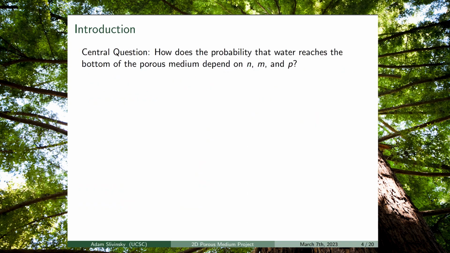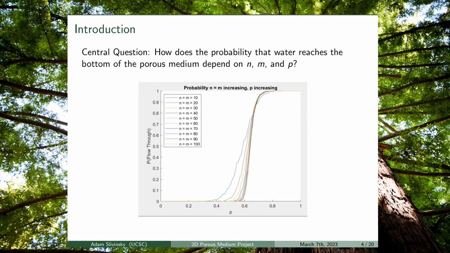The most general question that can be posed for this problem is how does the probability that water reaches the bottom of the porous medium depend on these parameters, n, m, and p? And through previous work with 2D porous mediums, a group of peers and myself found that for square matrices, the probability seems to follow a function that is dependent on the size of the matrix. The probability of water reaching the bottom of the porous medium starts very close to 0, then has a spike of varying width and location, and ends very close to 1.